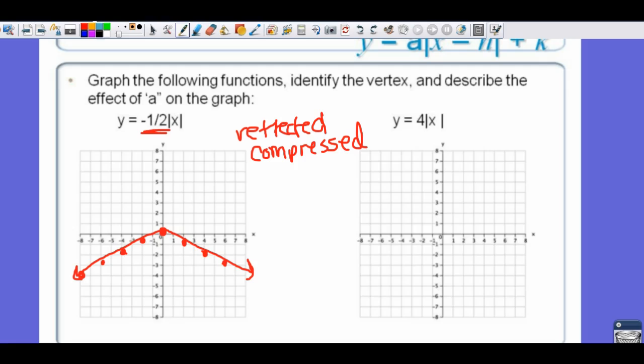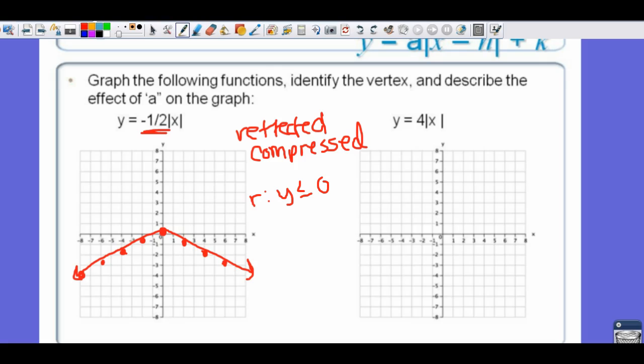What's the domain of an absolute value? All reals. Now the range of this one would be flipped from the other range, right? So this graph opens down, so this range would be all y values less than or equal to 0. Okay.